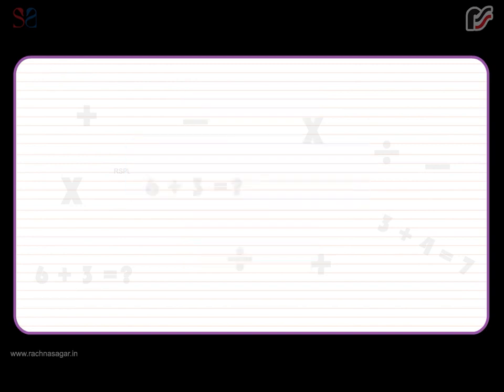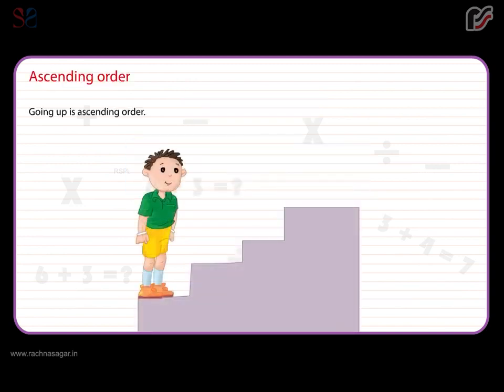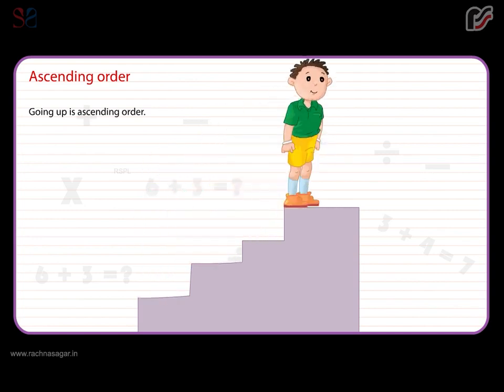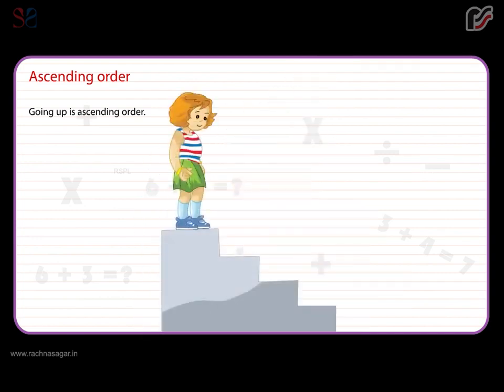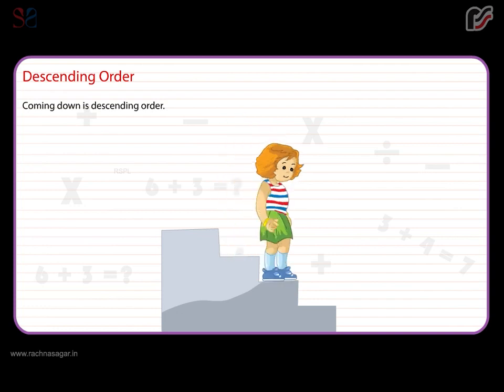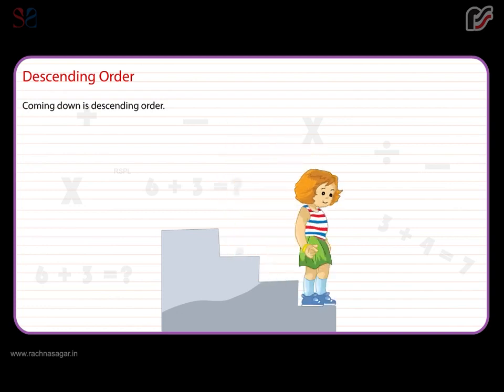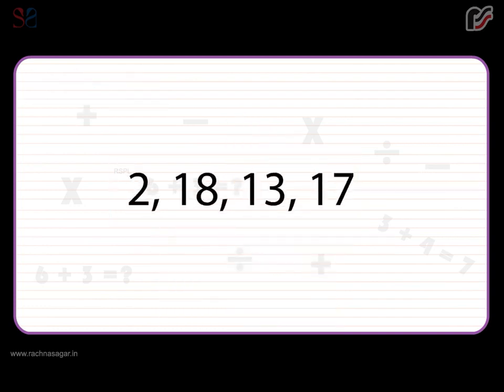Ordering of numbers. Ascending order. Going up is ascending order. Descending order. Coming down is descending order. Look at the numbers 2, 18, 13 and 17. The biggest number is 18 and the smallest number is 2.